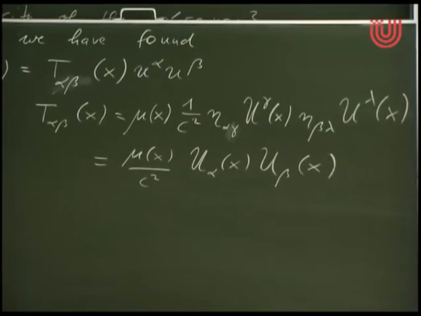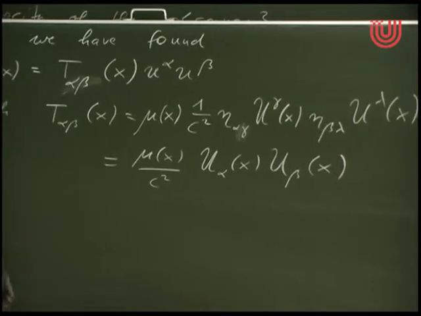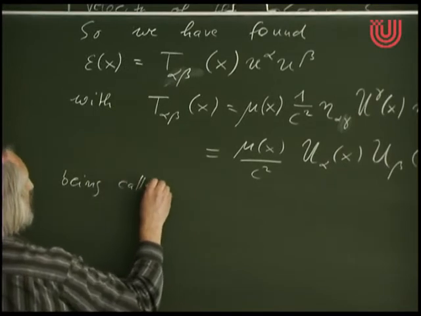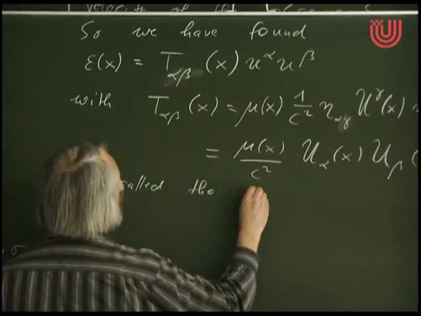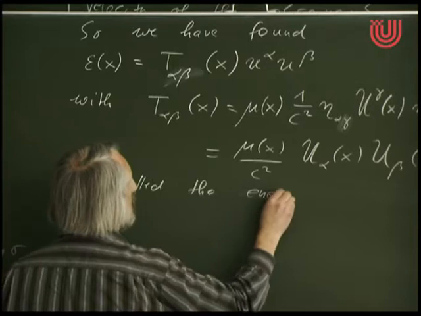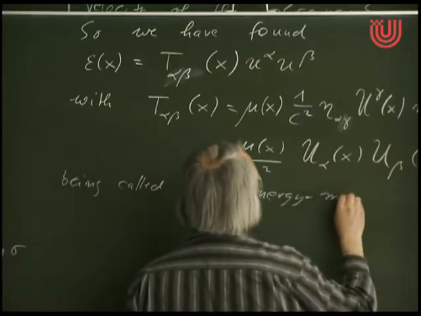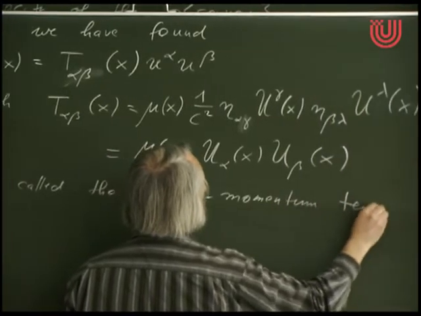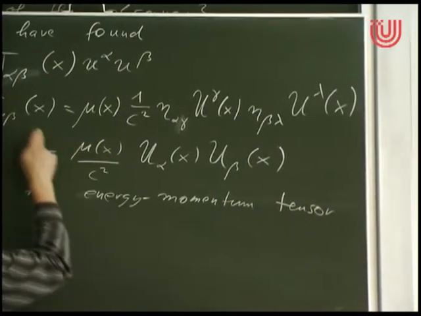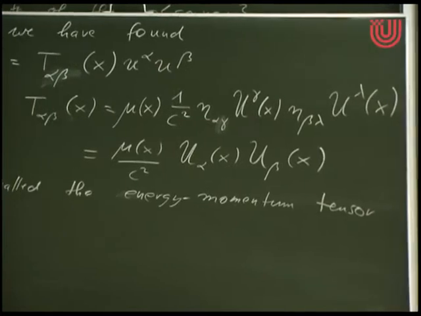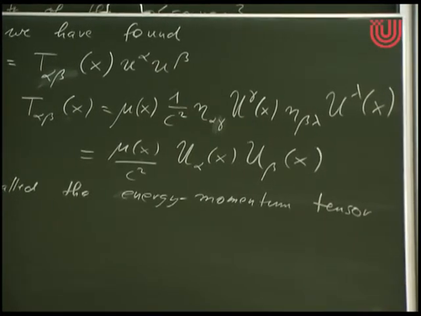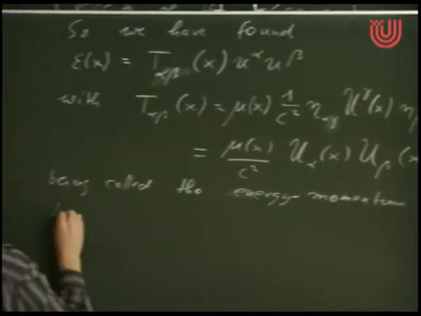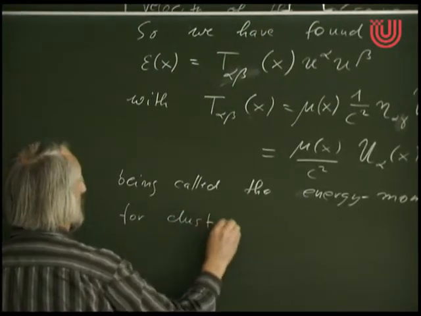So the usual terminology is to call this the energy momentum tensor. Actually, it's a tensor field. Yeah, it depends on x. So I should say energy momentum tensor field, but usually one just calls it the energy momentum tensor. And we have calculated it for dust. Of course, it is true only for dust, right?